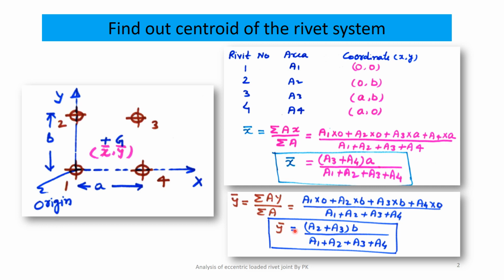When we solve this, we get the value of y bar as A2 plus A3 into b divided by A1 plus A2 plus A3 plus A4. If all the rivets are of identical nature, which normally happens, then y bar is equal to b by 2. So the coordinates of the centroid, x bar and y bar, for identical rivets whose areas are equal, are a by 2 and b by 2. This way we find the centroid of any rivet system. It may be a row system, a pattern system, or any other kind of system.